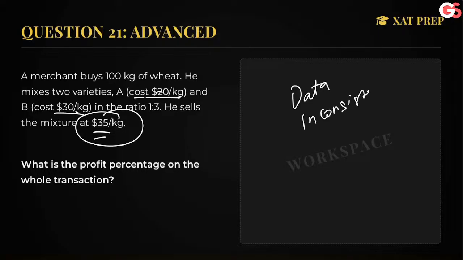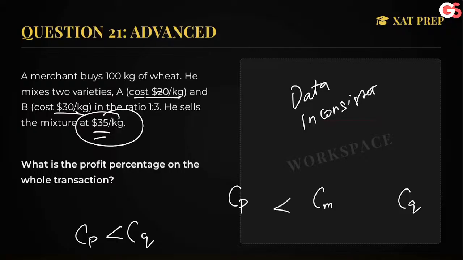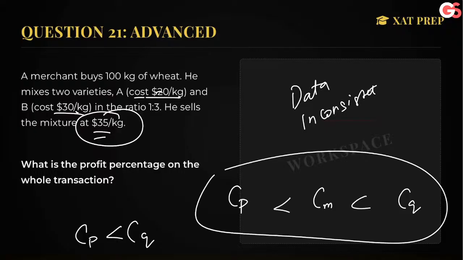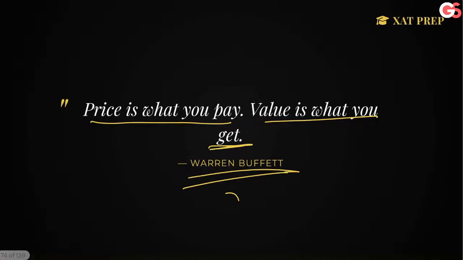Those who are watching the recording, you understand one thing. If you mix two things, the mixture will always, if CM is the cost of mixture, CP is the cost of one quantity, and CQ is other quantity, and if CP is less than the second cost, CM will always lie between these two. So this is an inconsistent data question. ठीक है?